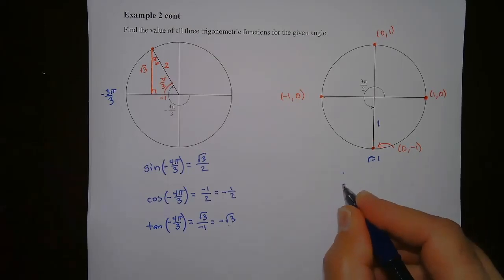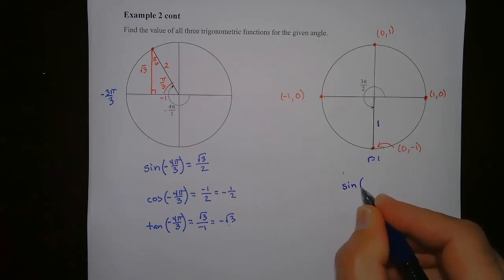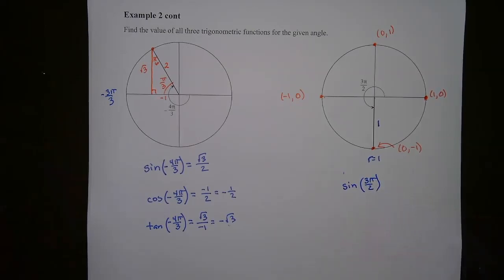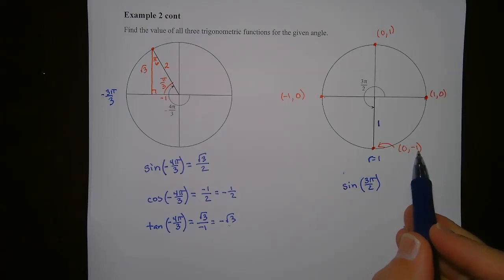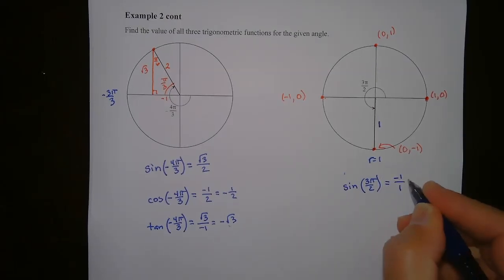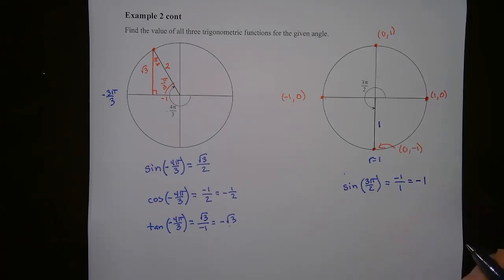So sine of angle 3 pi over 2, and this is where you can't really do the opposite. You have to go to, because there's no right triangle, so there's no opposite leg and adjacent leg and hypotenuse anymore, right? You have to go to what is sine? Sine is always your y over your r. Well, what's your y? It's negative 1. What's your r? 1. So this is equal to negative 1 over 1, which is equal to negative 1.